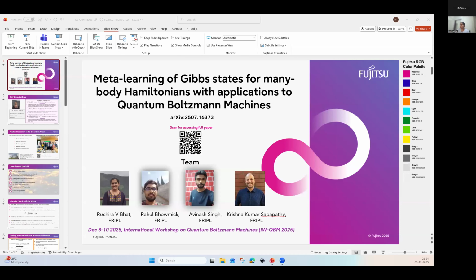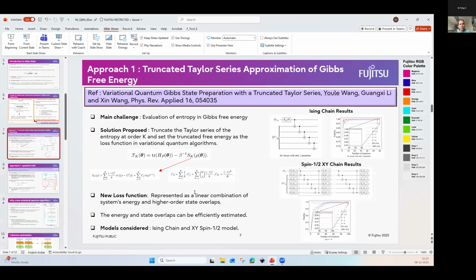There was the slide on the truncated Taylor series. This one, right? Yeah. Throughout the algorithms that you presented later, I think you called them the meta algorithms, there was a need to estimate entropy. Is this the method you were using for that?